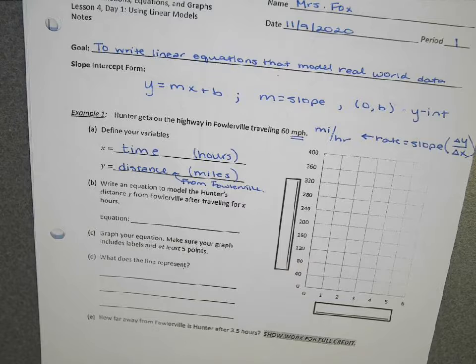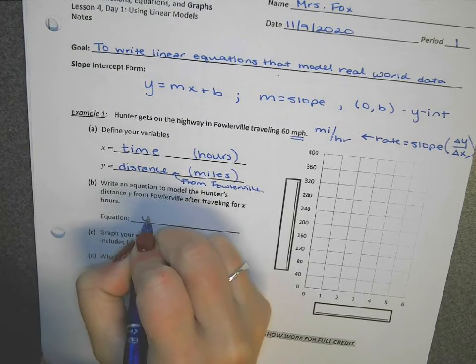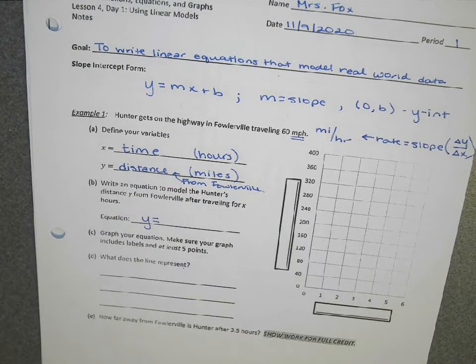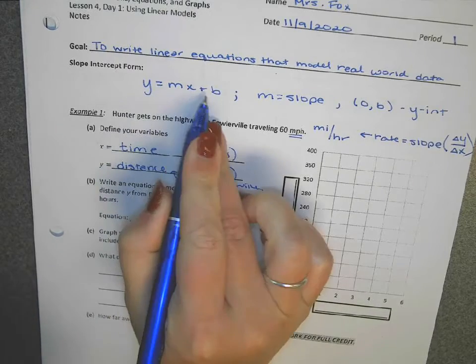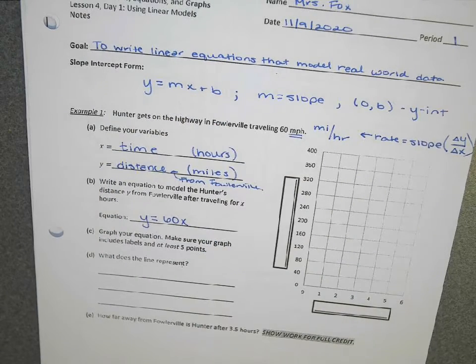So it says, write an equation to model Hunter's distance, y, from Fowlerville after traveling for x hours. So our equation here would be y equals, we're always going to write our equations in slope-intercept form unless it's stated otherwise. Y equals, what's our slope? What was the rate that it gave us? 60. So we have 60x, y equals 60x plus b is your y-intercept.